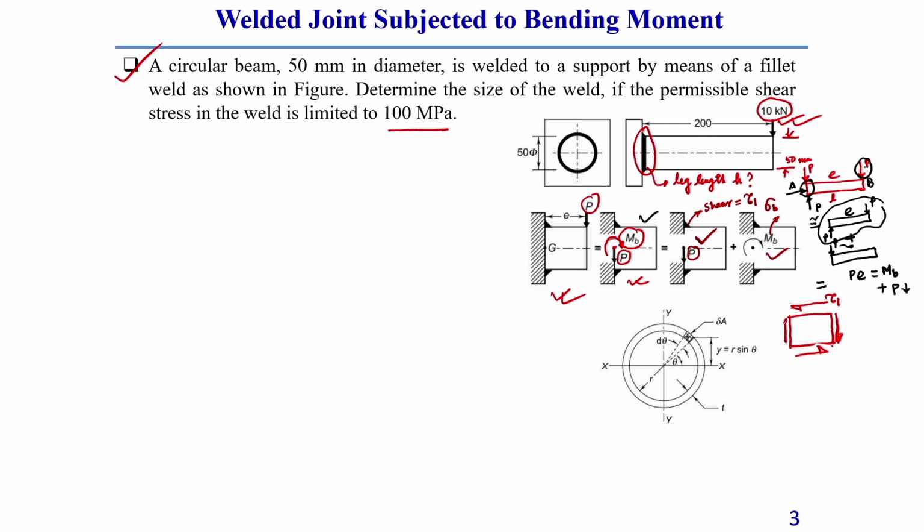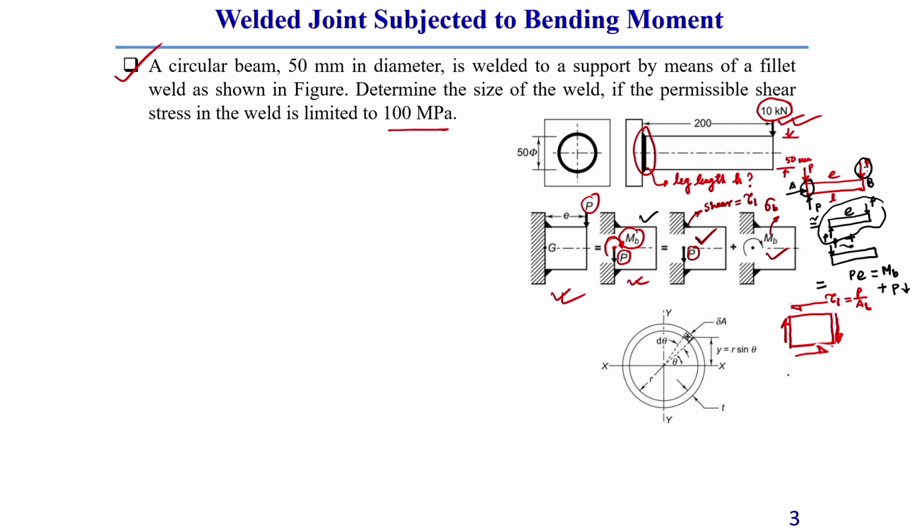This primary shear stress, you know these things, is generally a balancing type of shear stress. This primary shear stress is due to the direct force P. So this tau 1, as I have already discussed, is equal to P divided by the total throat cross sectional area of the weld. And due to this bending moment there will be a stress sigma b, which will act perpendicular to the throat cross sectional area.